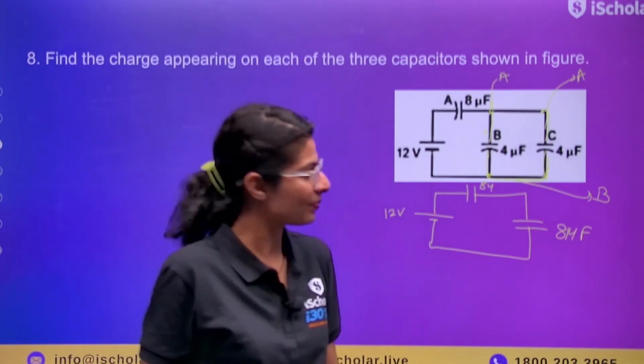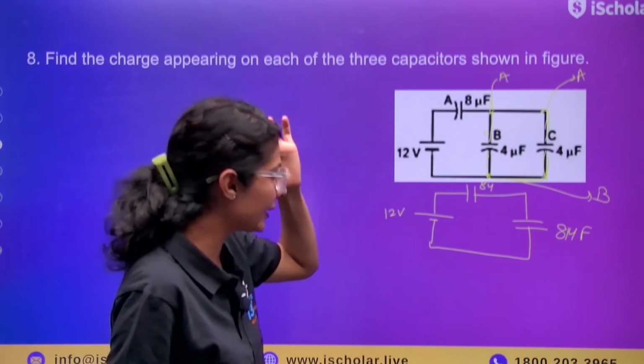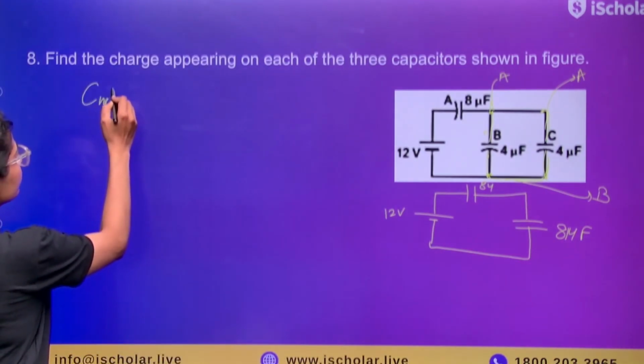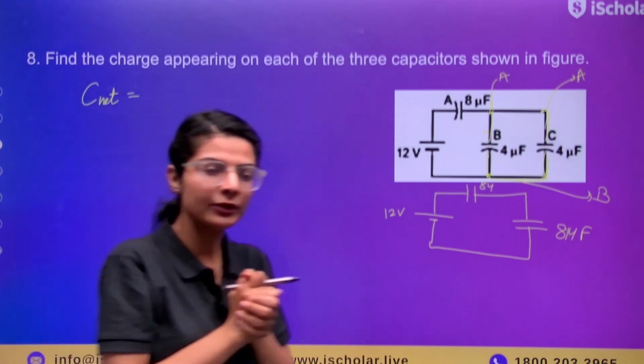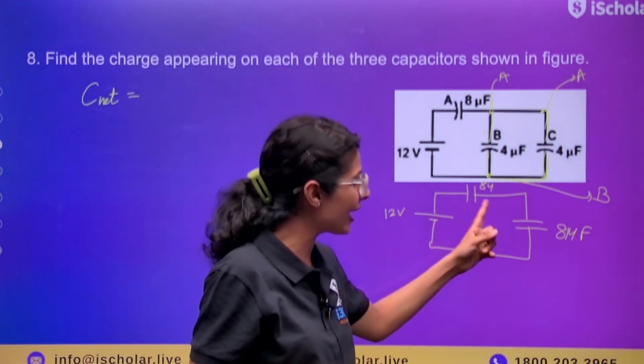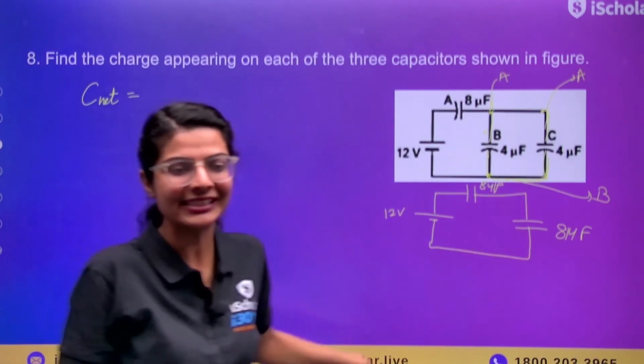Am I clear with this? Now what you have to do? Find the charge appearing on this. Okay, so first I'm taking the total C net. What will be the total capacitance? As simple as that. Now this 8 microfarad and the next 8 microfarad are in series.